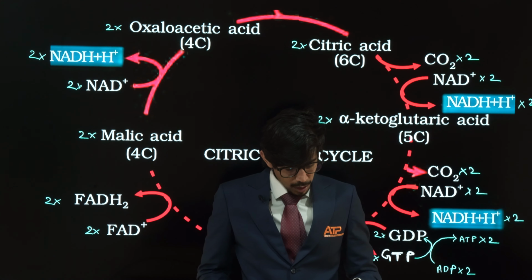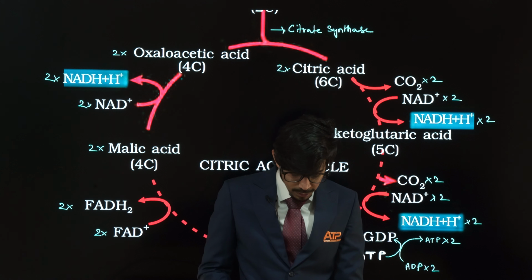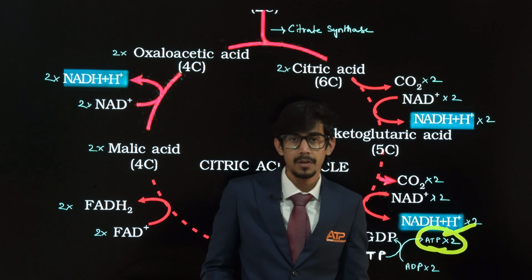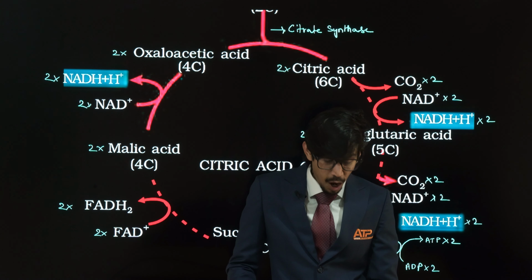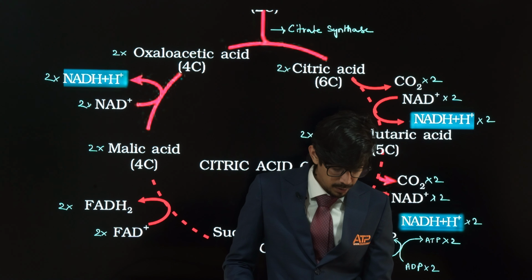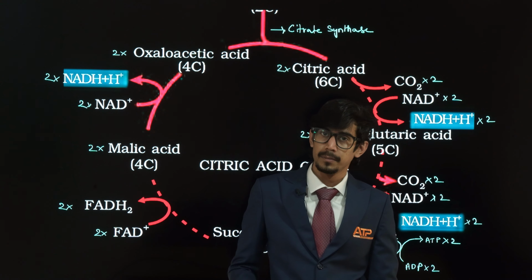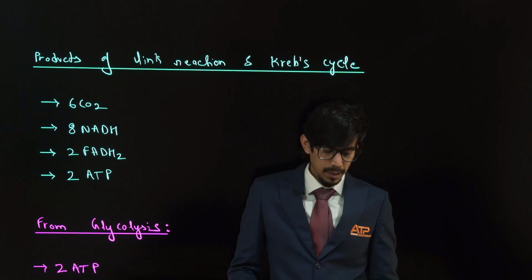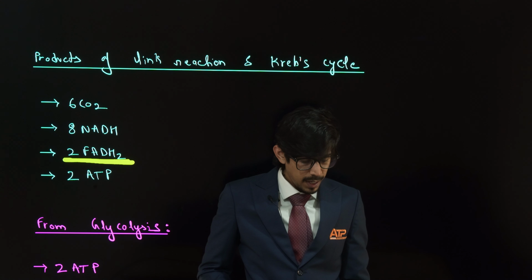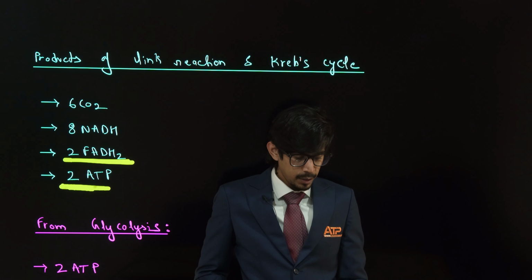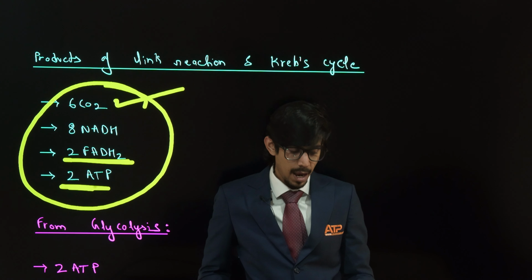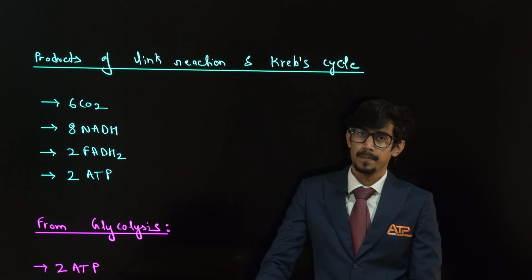Then how many molecules of ATP we got? Here 2 molecules of ATP we got, right? And how many molecules of FADH2 we got? 2 molecules of FADH2 we got in 2 Krebs cycles. So that is also something that I have written here. 2 FADH2 we get and 2 ATP we get. So these are the products of link reaction and Krebs cycle.